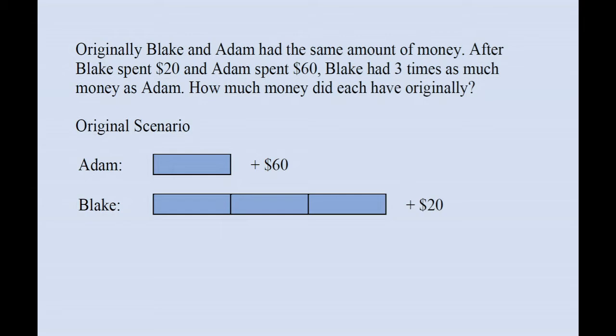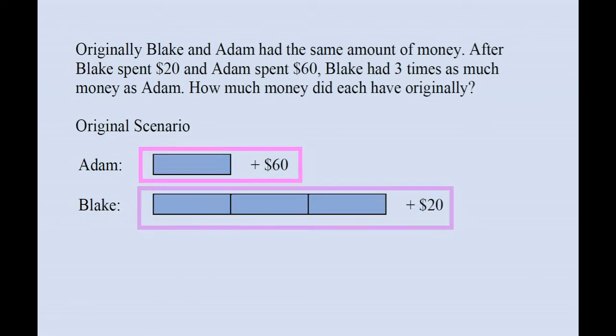Now I have the original scenario. Adam originally had this rectangle plus $60, and Blake originally had these 3 rectangles plus $20, because Blake spent $20 and Adam spent $60. Now the catch is these two amounts are exactly the same. This rectangle plus $60 is the same as these 3 rectangles plus $20.